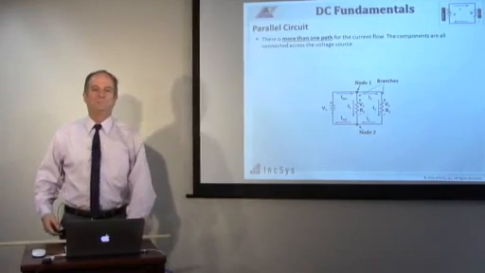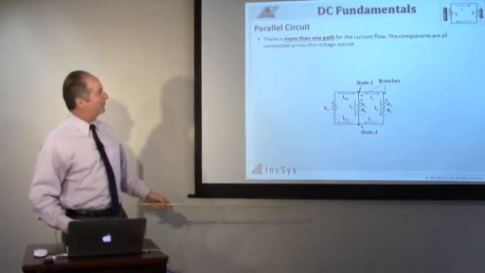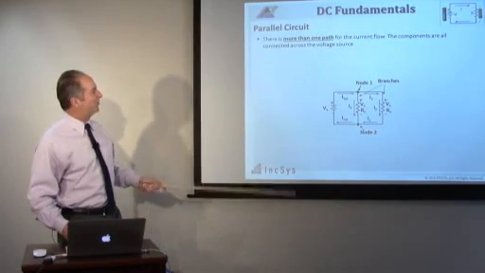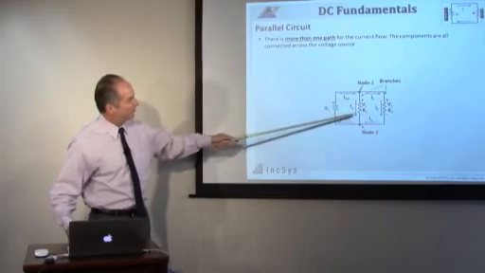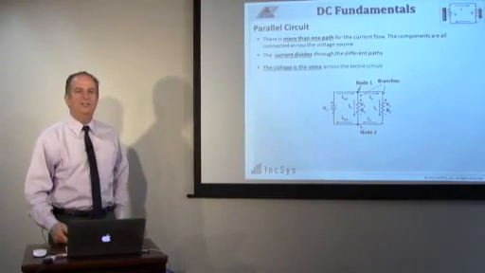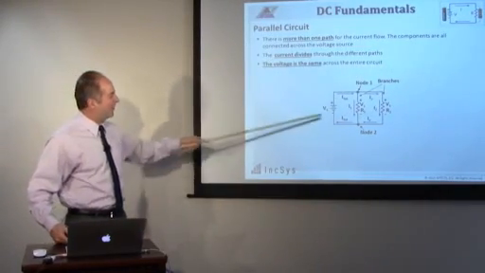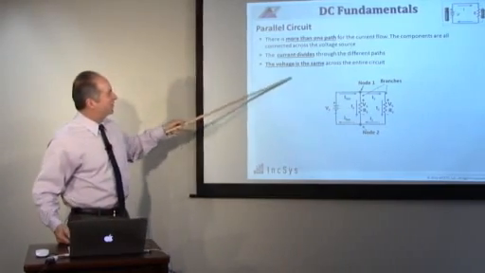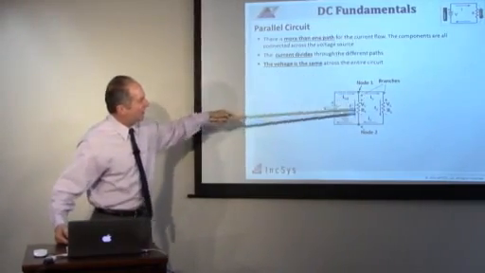Okay, so now, when there's more than one path for current to flow, with the components connected across the voltage source, that would be a parallel circuit. Current divides through the different paths, like we showed you here. The voltage is the same across the entire circuit.